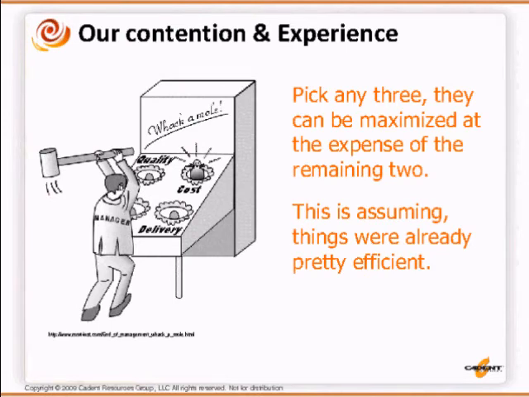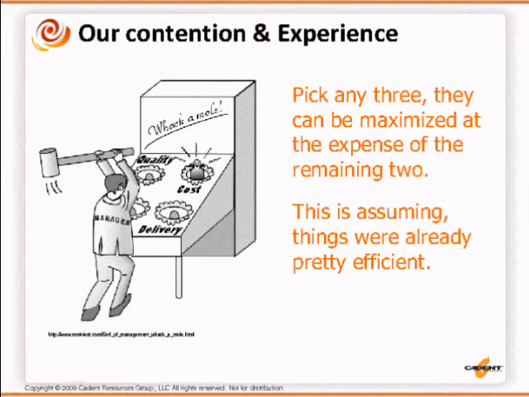Well, our contention and experience, and this is assuming that things were already pretty effective and efficient in the functional improvement, in the area of the siloed improvements that we're talking about. And at this company, they were. They had done a lot of improvement. I think you could pick a few of these, two or three of these items, and maximize them at the expense of the other two or three. It's really playing supply chain whack-a-mole.